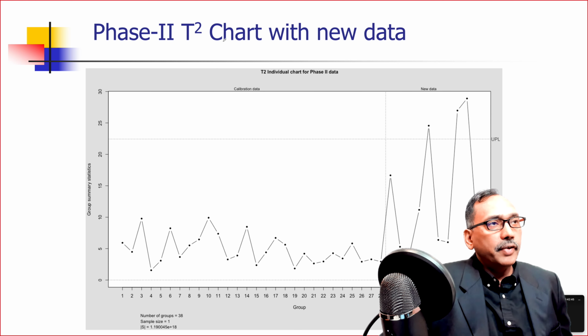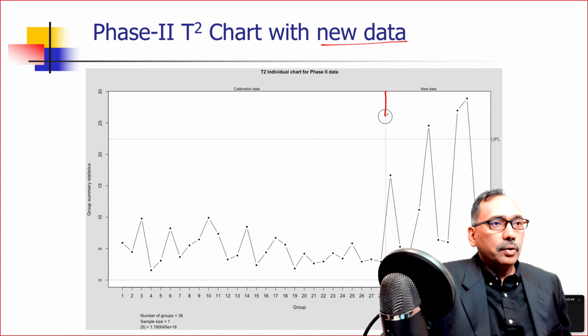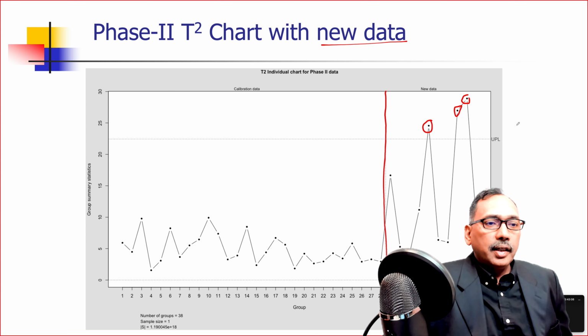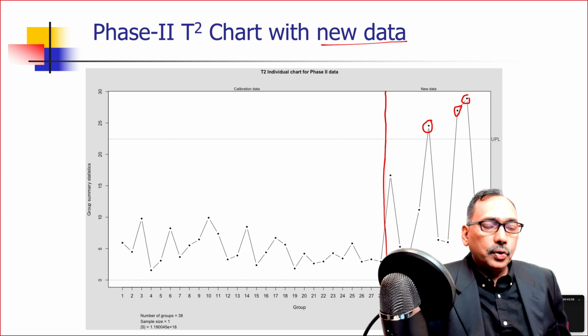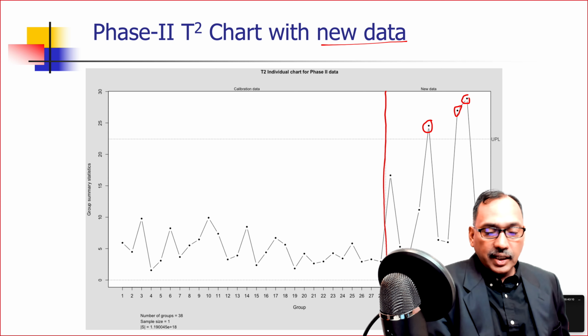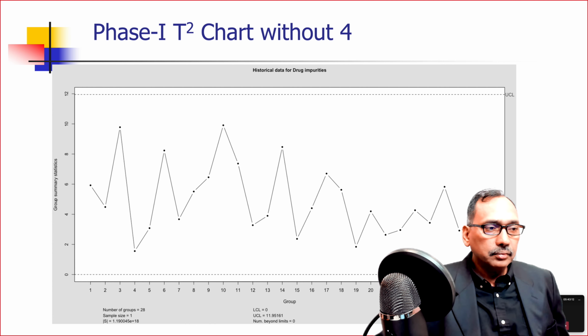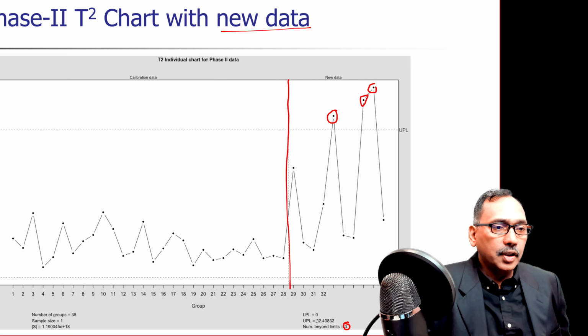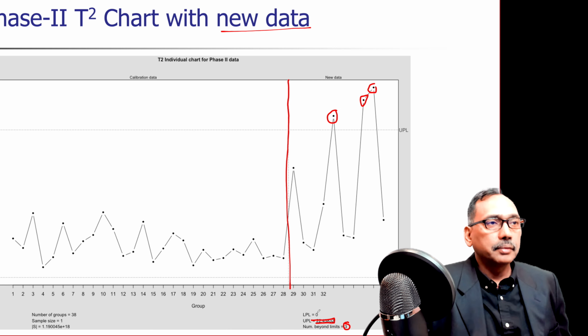Again, in phase 2, we added some new data points beyond what we already had, and it showed some points to be out of control. And again, compared to the upper control limit in phase 1 that we ended with, 11.95, the upper prediction limit of 22.4 is slightly higher.